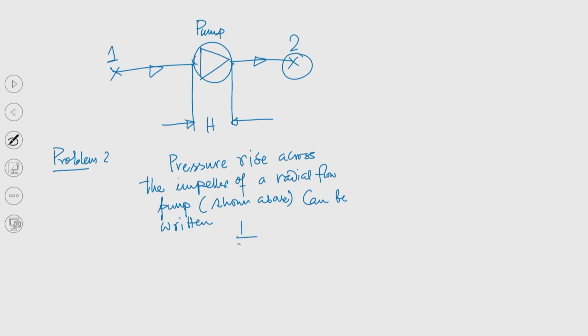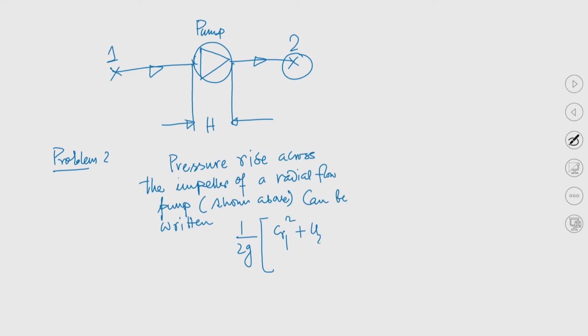Written as 1 by 2g into CR1 square plus U2 square minus CR2 square cosec square beta 2. Here we are assuming no loss of energy.